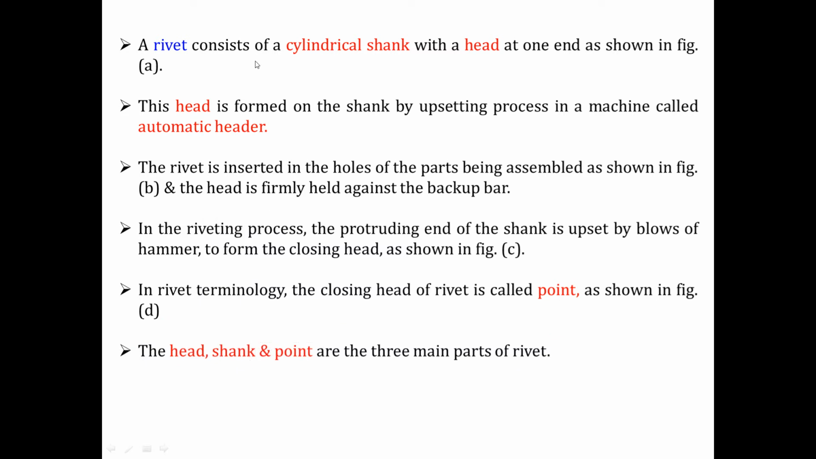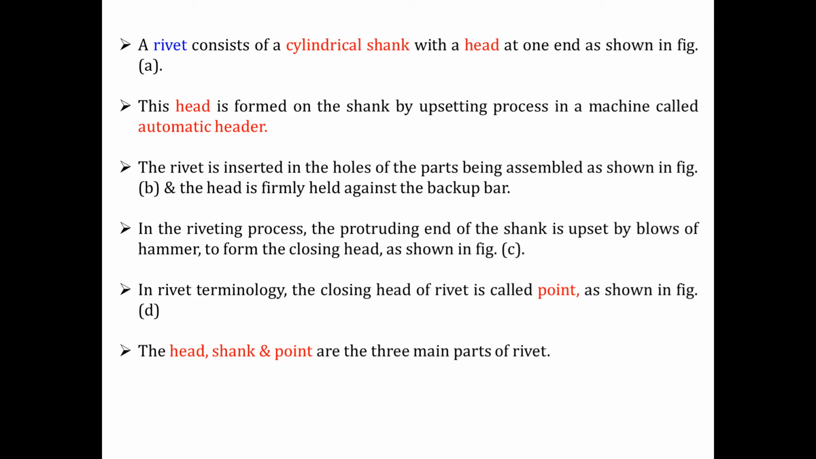It is written that a rivet consists of a cylindrical shank with a head portion at one end, which is shown in figure A. The head is formed on the shank by an upsetting process in a machine called an automatic header. This upsetting process is done in a machine known as the automatic header machine. The rivet is inserted in the holes of the machine parts being assembled, which is shown in the second figure, and the head is firmly held against the backup bar. That is, the lowermost die is nothing but your backup bar.